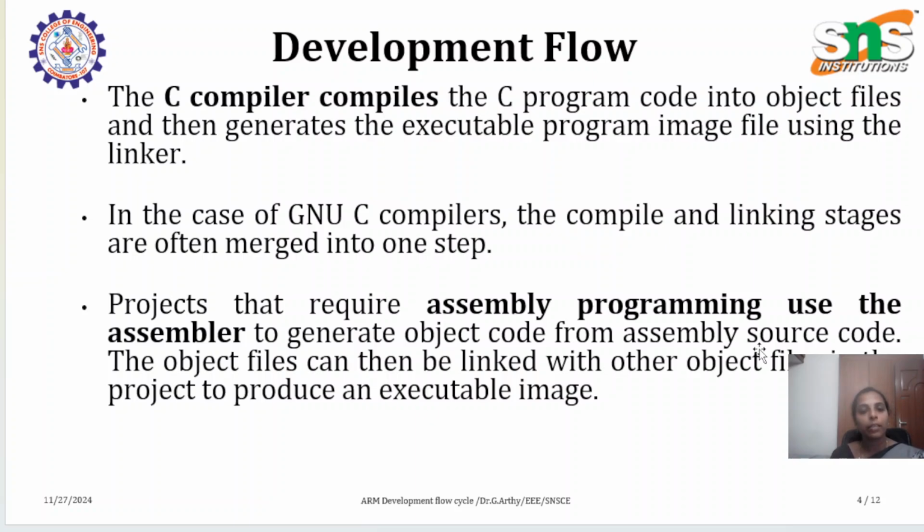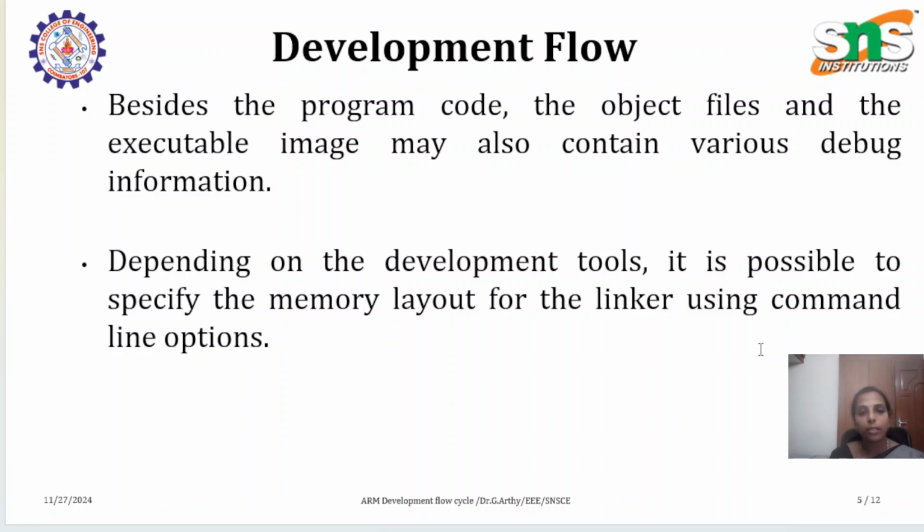The C compiler compiles the C program code into object files, and then generates the executable program file using the linker. In the case of GCC, the GNU C compiler, the compile and link stages are often merged into a single step. Projects that use assembly language programs use an assembler, as we have discussed already. Besides the program code, the object files and the executable image may also contain various debug information.